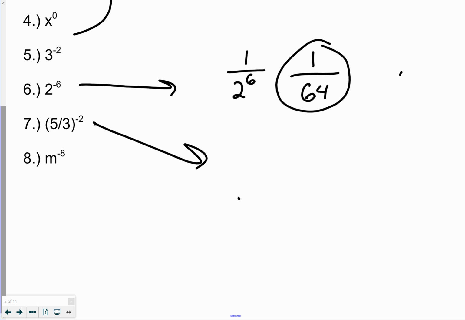Okay. 5/3 to the negative 2nd power. So this is the one I was talking about, where if you know that, it's going to help you so much. This is a fraction, 5 over 3. Let's rewrite it. 5 over 3 to the negative 2nd power.